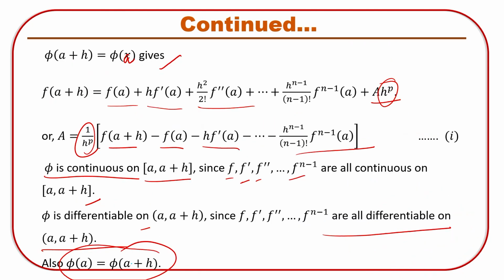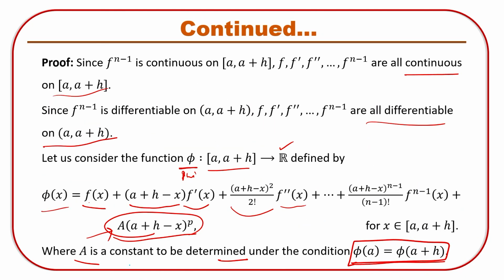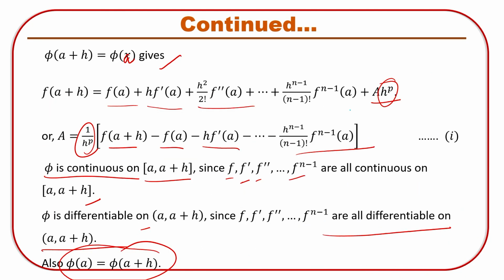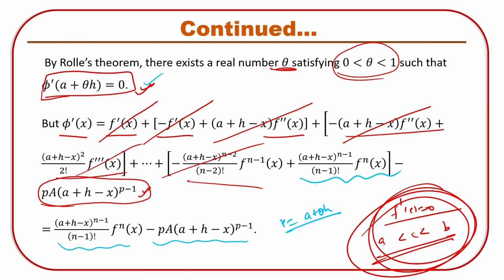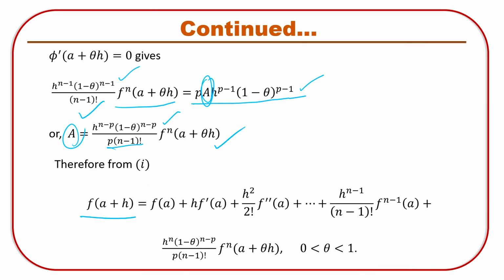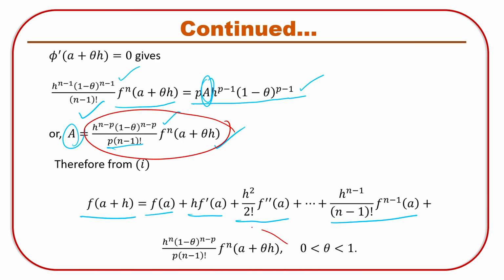And therefore, f of a plus h can now be written as, putting the value of A there, f a plus h f dash a plus h square over factorial 2 f double dash of a and so on, and the last term becomes this one, A into h power p. So, this value, right, where theta lies between 0 and 1.